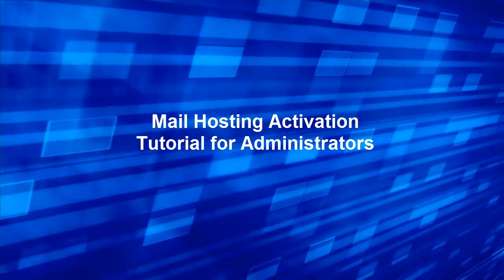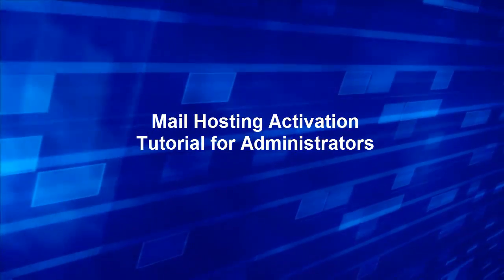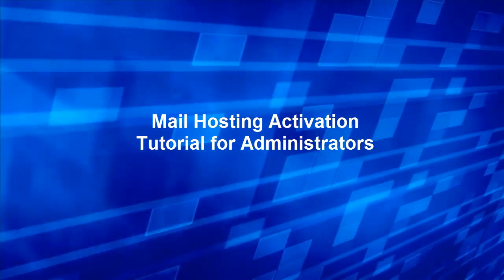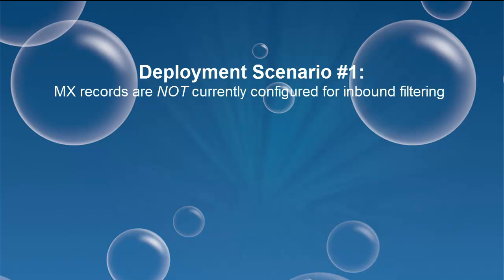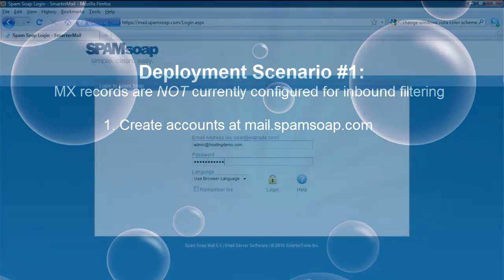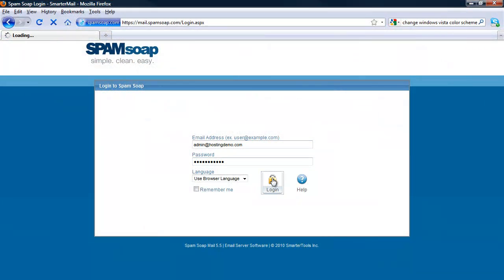Today we will be covering 2 deployment scenarios for this product and answer a few frequently asked questions. Let's get started. The first scenario assumes that the MX records for the domain are not currently configured for inbound email filtering. That being the case, the first step is to create the user accounts in the SpamSoap mail hosting portal at mail.spamsoap.com using the credentials included in the setup instructions provided to you.